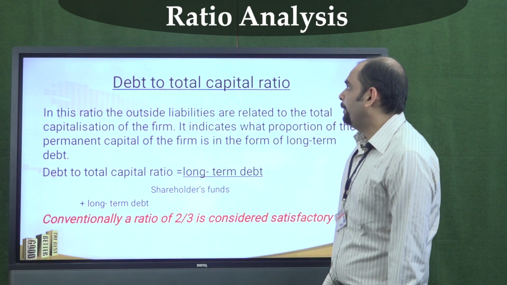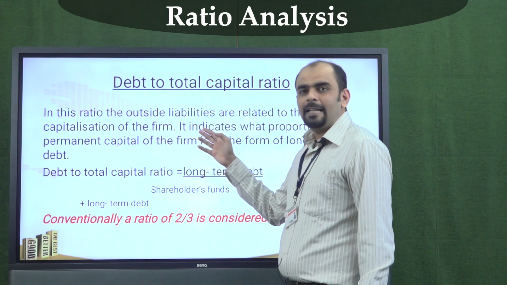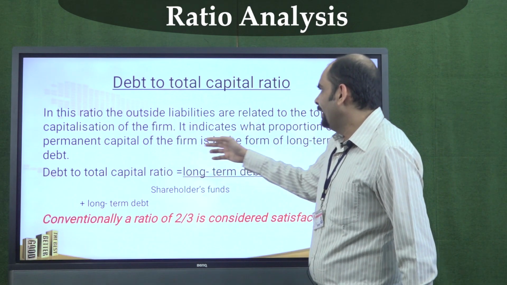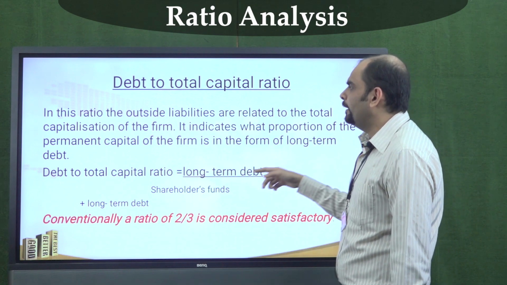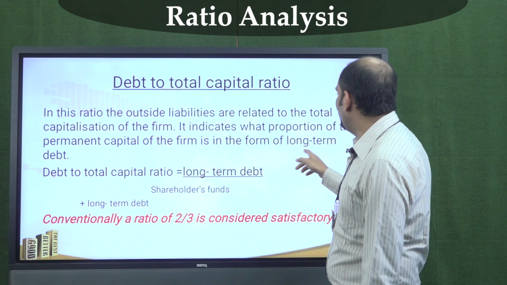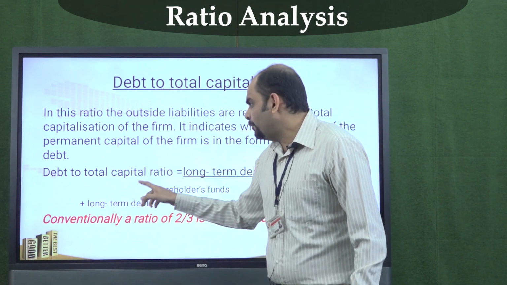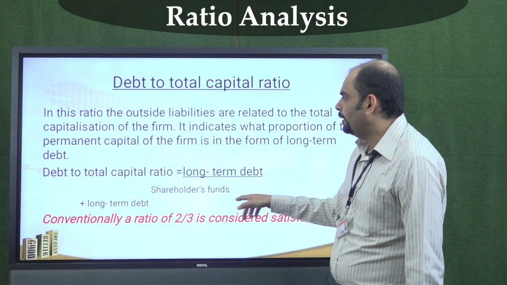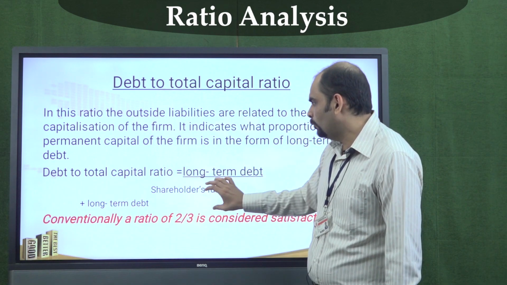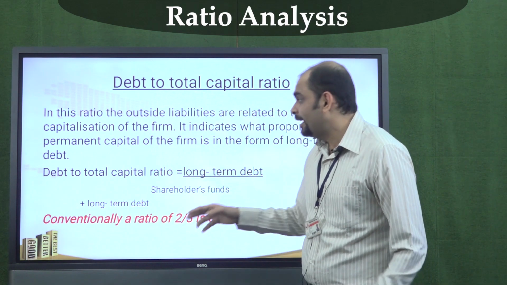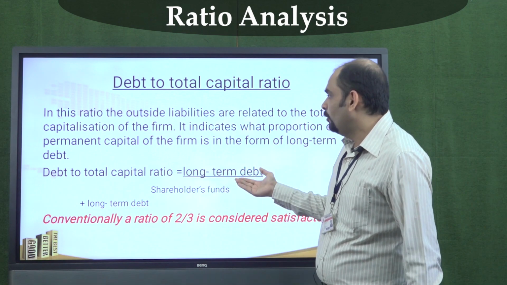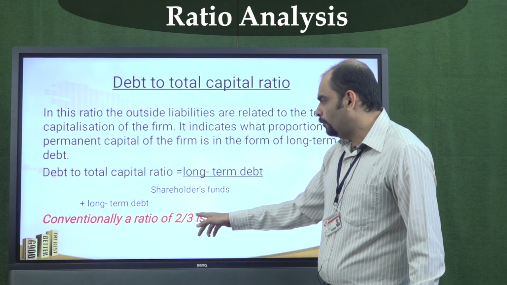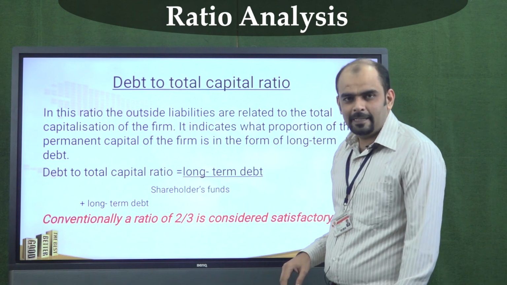Debt to total capital ratio. In this ratio, the outside liabilities are related to the total capitalization of the firm. It indicates what proportion of the permanent capital of the firm is in the form of long-term debt. So debt to total capital ratio is equal to long-term debt upon shareholders funds plus long-term debt. So you take the total of shareholders funds plus long-term debt, and you compare it with the long-term debt. A conventional ratio of 2:3 or 2/3 is considered satisfactory.